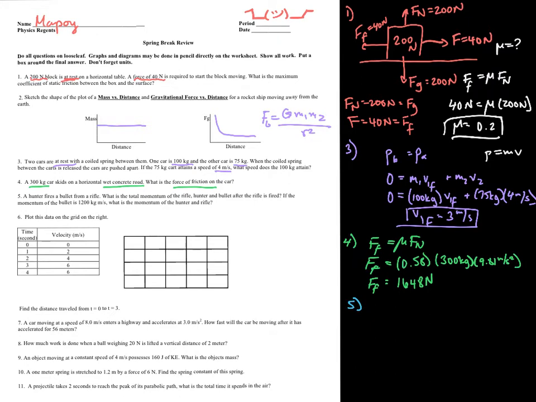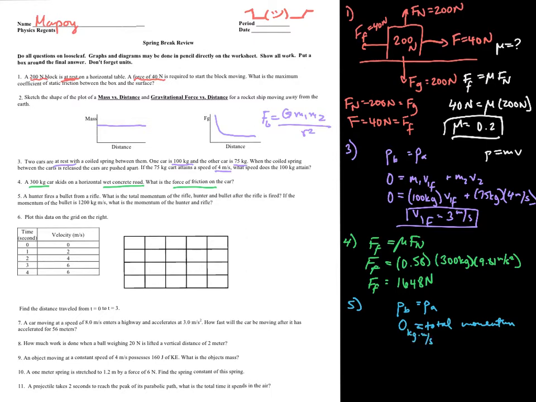Here we have a bullet inside the rifle. The total momentum before equals total momentum after. Now, before the explosion happens, we have the bullet inside the rifle. So these two objects are together and at rest. Nothing is happening. So your total momentum is equal to 0. So that's your answer for the first question: 0 kilogram meters per second.